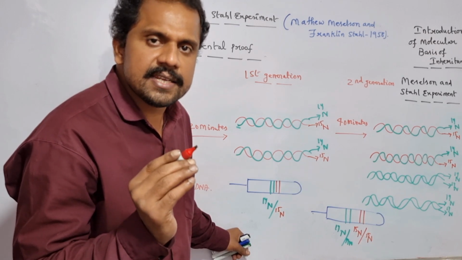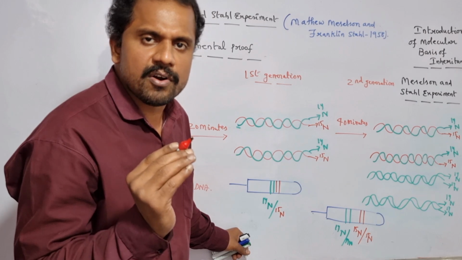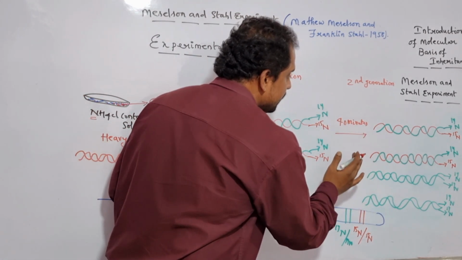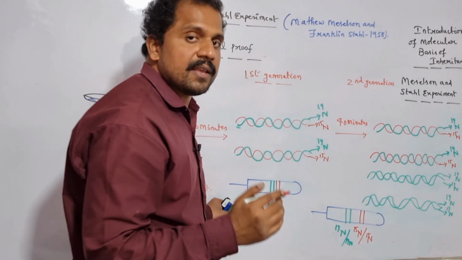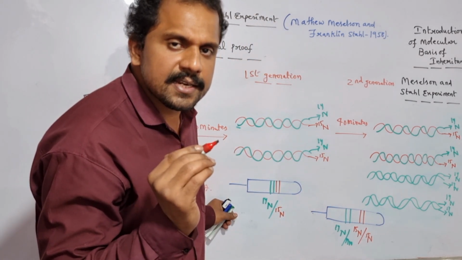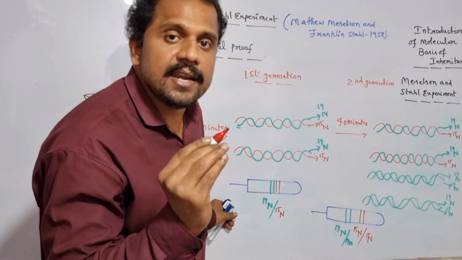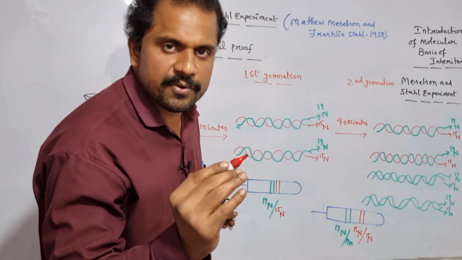Once the generation time was around 40 minutes under such conditions, 4 daughter double-stranded DNAs were produced. But when the generation time becomes 80 minutes under such conditions, instead of producing 4 daughter double-stranded DNAs, 8 daughter double-stranded DNAs were successfully produced here.